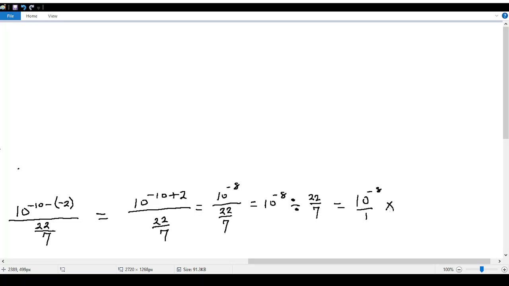This is the only human solvable method we could use. If you use the calculator to work on this at this phase, you will still get the same answer as what we're going to obtain since we converted this to a multiplication. So we're going to have here 7 over 22. This pretty much gives us the value here: 7 times 10 raised to power minus 8 all over 22. This becomes our final answer.